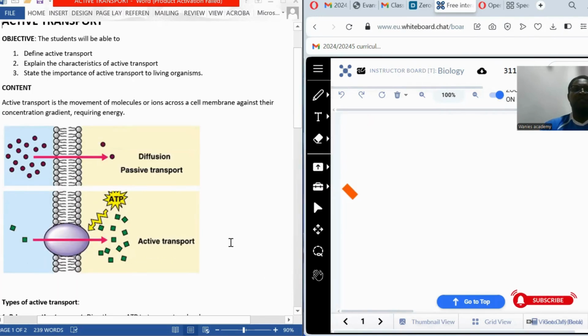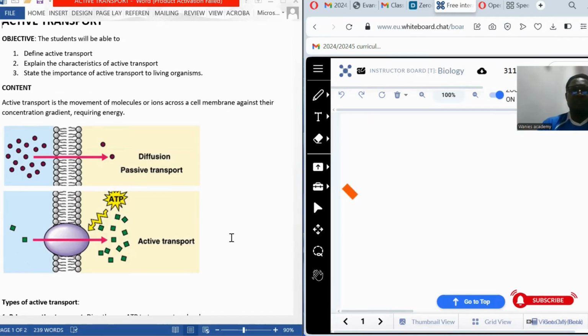Active transport is the movement of molecules or ions across a cell membrane against a concentration gradient, and it requires energy to carry out such a process. Active transport can be seen in the process of diffusion and osmosis, which are the two processes that allow for the movement of ions or molecules around the body of living tissue.